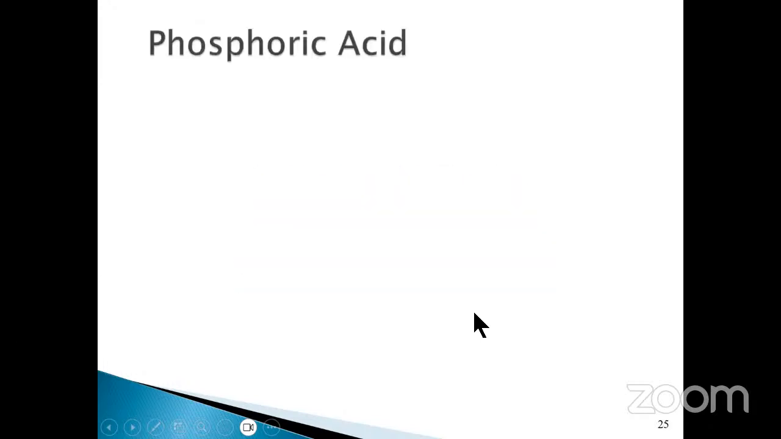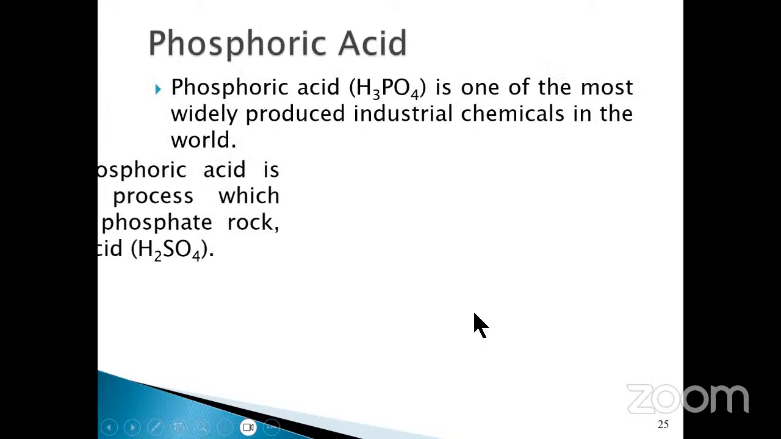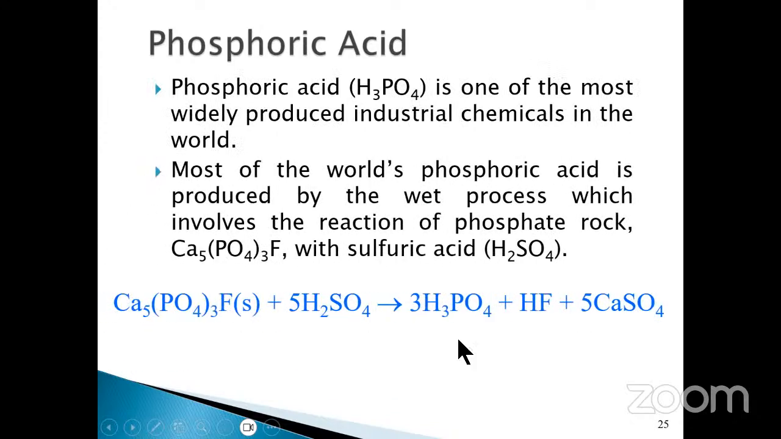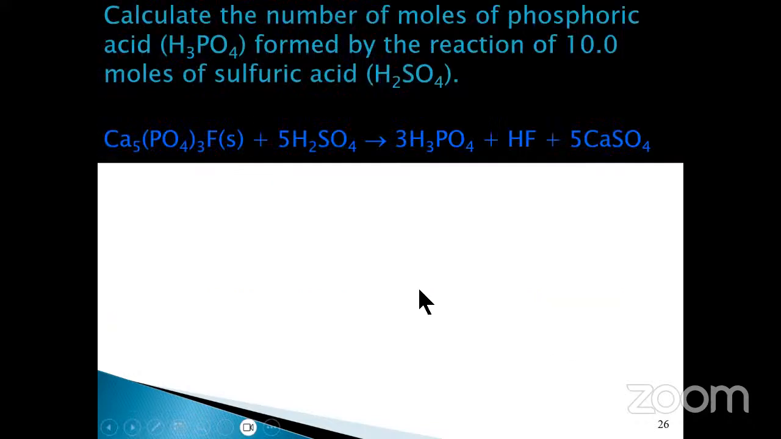Okay, so let's look at some examples here. I'm going to skip all this, it's some fluff information. But this is the equation that we'll be working with to solve the problem that is coming up. This equation is already balanced. And the question is asking here, calculate the number of moles of phosphoric acid, which is H3PO4, formed by the reaction of 10.0 moles of sulfuric acid, which is H2SO4.